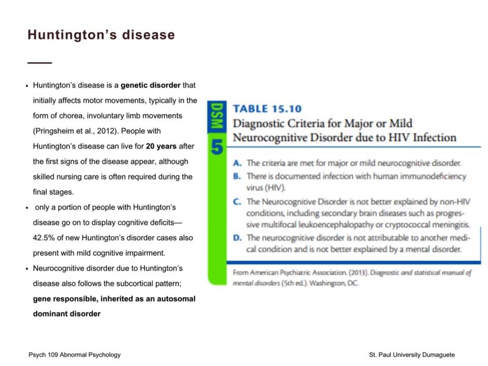Only a portion of people with Huntington's disease go on to display cognitive deficiency. 42.5% of new Huntington's disease cases also present with mild cognitive impairment. Neurocognitive disorder due to Huntington's disease also follows a subcortical pattern. The gene responsible is inherited as an autosomal dominant disorder.